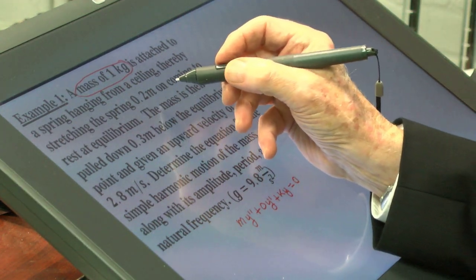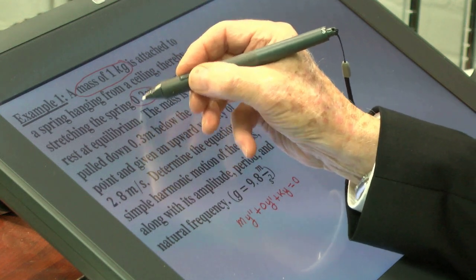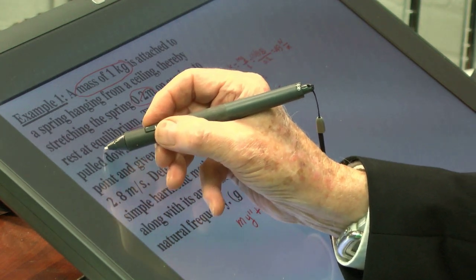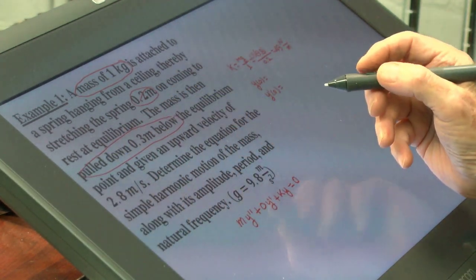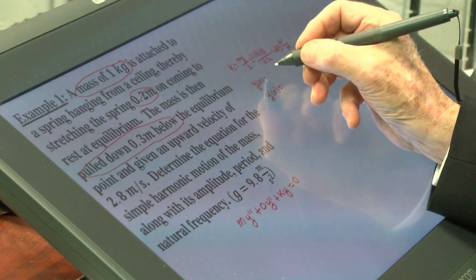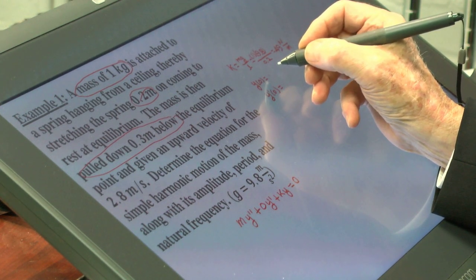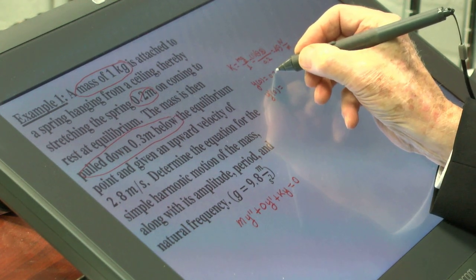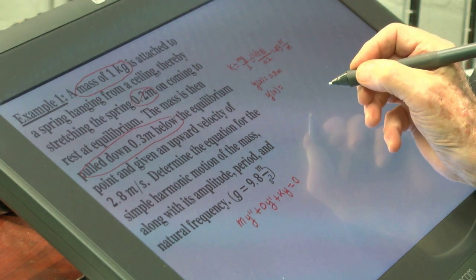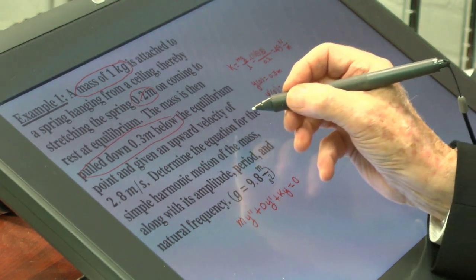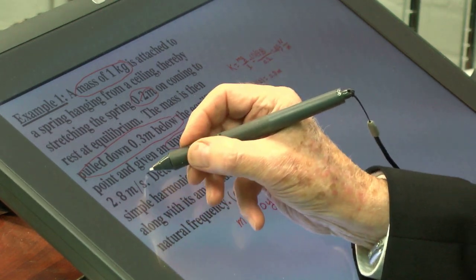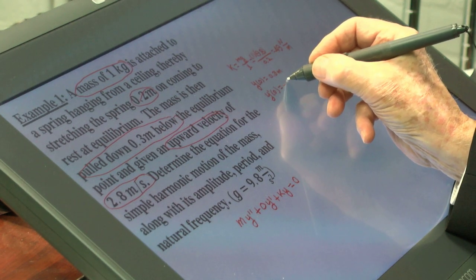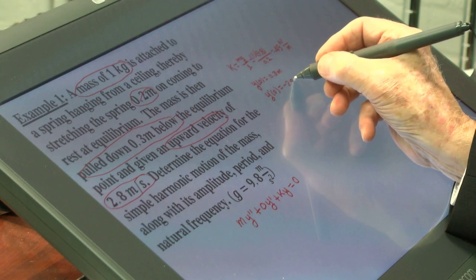Then it says the mass, there's the distance it stretched, 0.2 meters. The mass is then pulled down 0.3 meters below. So y at 0, remember down is positive, so we will have 0.3 meters for y sub 0, and it's given an upward velocity of 2.8 meters per second. Remember, upward is negative, so this is minus 2.8 meters per second.